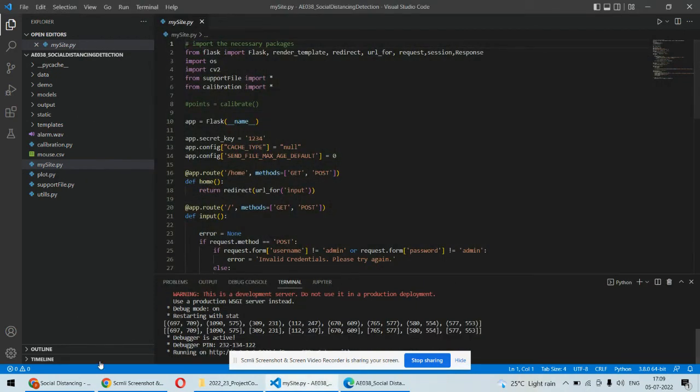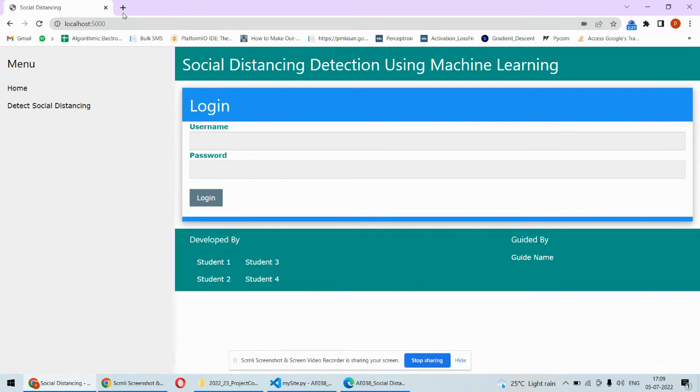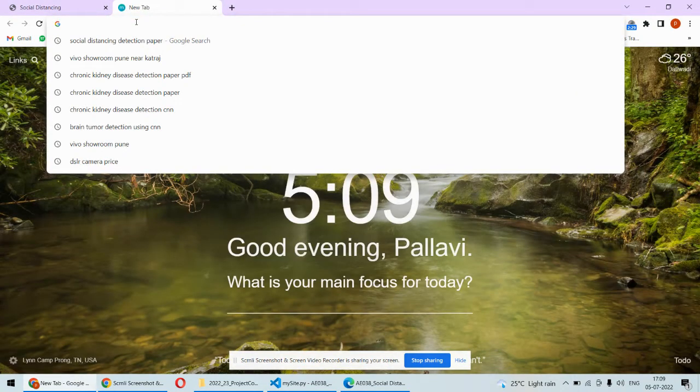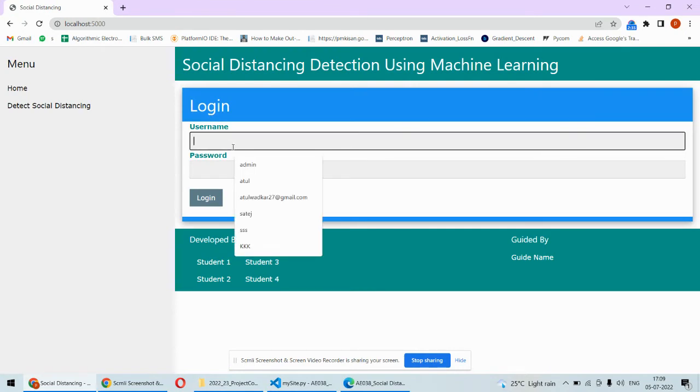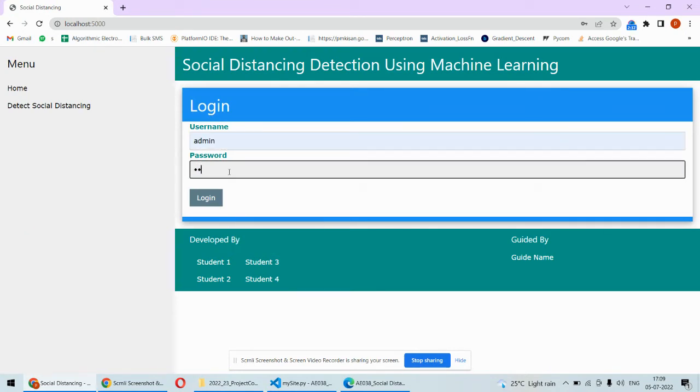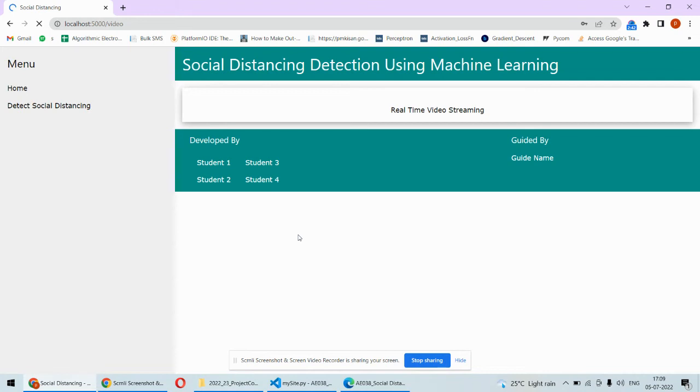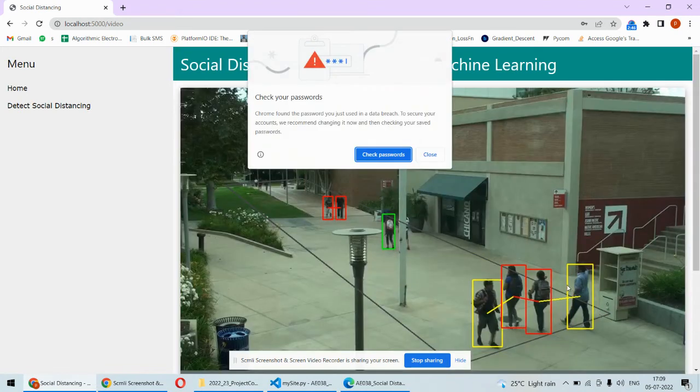So now with this we will be able to run the software. It's already running, but we can type localhost colon 5000 in order to run. So we'll close this window. Now basic security is provided. Admin is the username and password. So those who are monitoring the system can log in with this admin username. And now the real-time video streaming is happening.